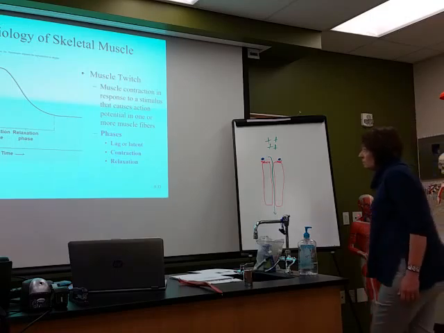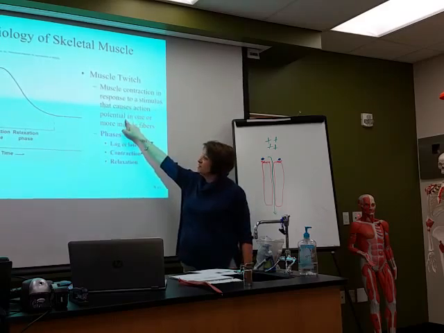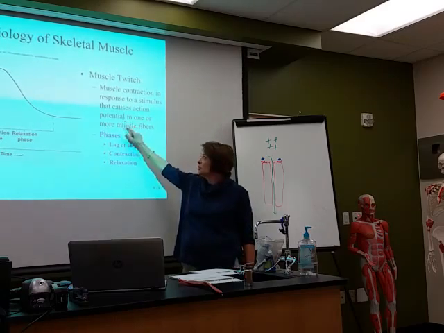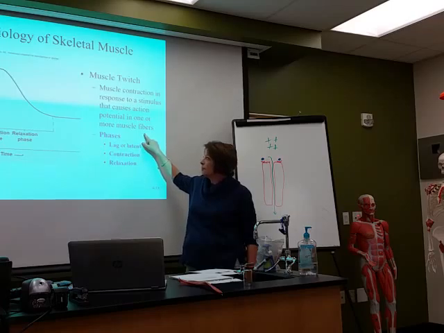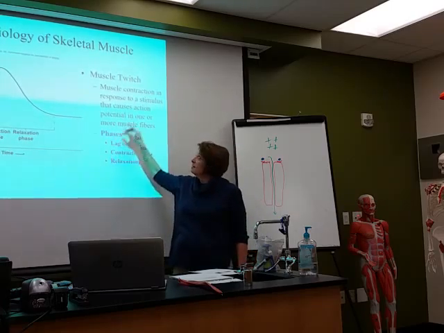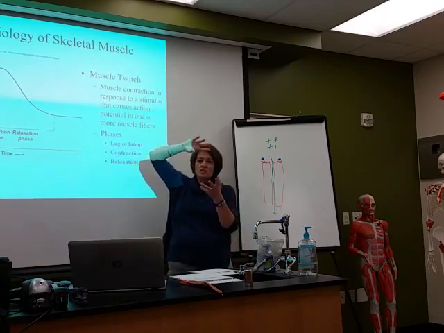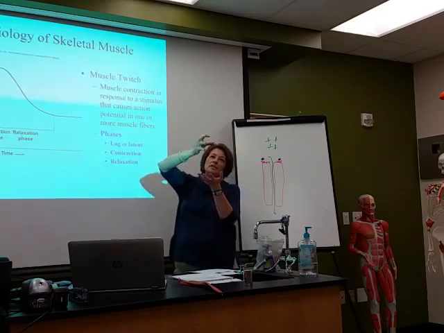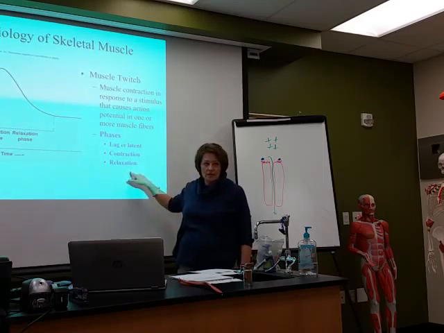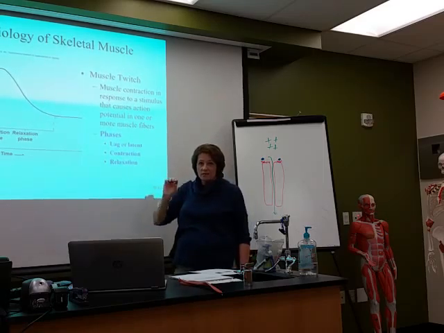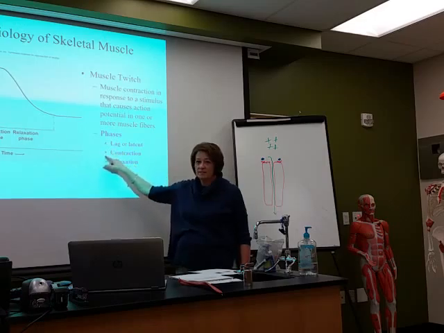So, we'll have a stimulus. The stimulus causes an action potential from the nerve. The nerve innervates more than just one muscle fiber. When one entire contraction-relaxation cycle takes place, these are the phases that occur. So for every contraction, relaxation phase, these are the phases that will take place.